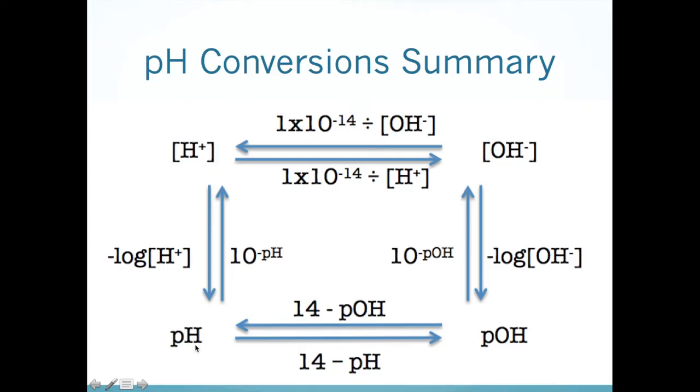A quick note here about getting out of pH. You'll notice that to do that, we take 10 and raise it to the power of negative pH. That'll give us our H plus concentration. It's the reverse of a log base 10. And the same thing for our pOH to OH minus. You take 10 raised to the power of negative pOH, and that'll give you the concentration of OH minus. If you want to see how that's done, I guess I could show you that really quickly here.